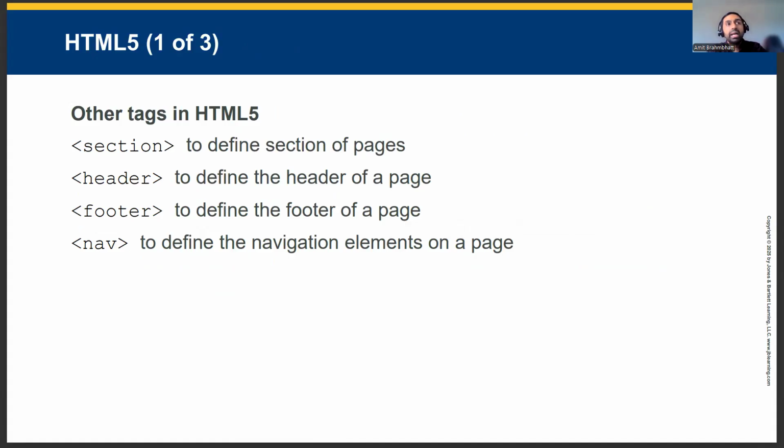HTML5 adds semantic tags such as header, footer, section, and nav. These tags describe page regions more clearly, improving accessibility, search engine optimization, and code readability.